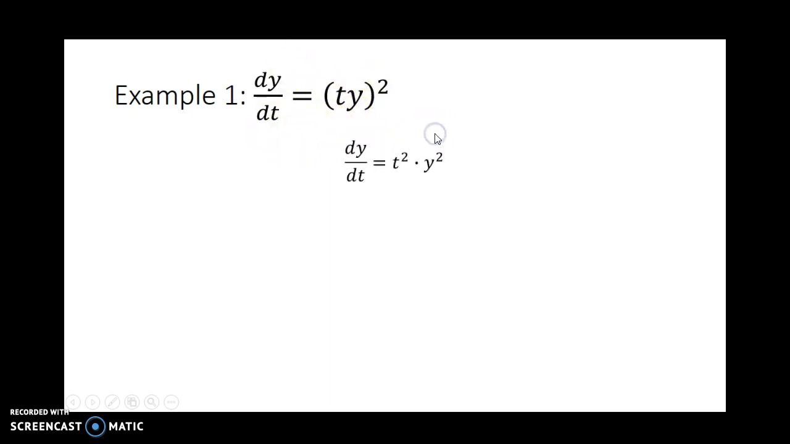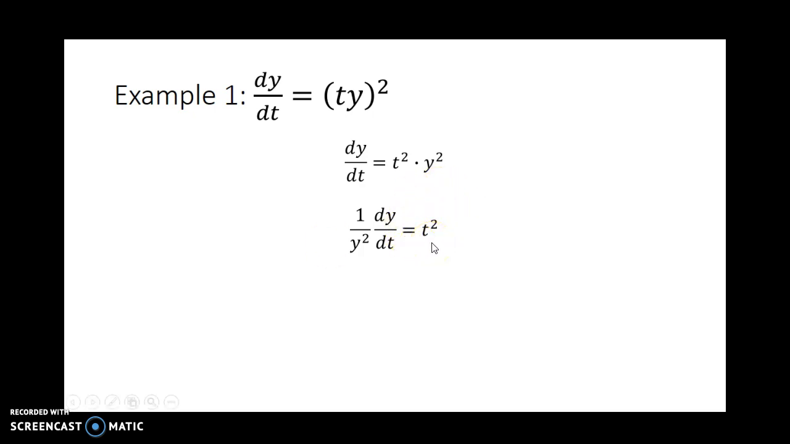So the strategy is, first of all, let's try to get any factors involving y over to the other side. Notice that this is a multiplication problem on the right-hand side. If you take t y squared, that means t times y times t times y, with two factors of t and two factors of y. The shortcut is we square the first factor and square the second factor. So I can get y squared over via division, because it's a multiplication problem, and now I have 1 over y squared dy/dt equals t squared.